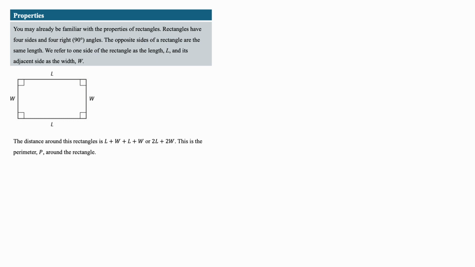The distance around this rectangle is length plus width, or just simply 2L plus 2W. This is the perimeter, P, around the rectangle. So P equals 2L plus 2W.